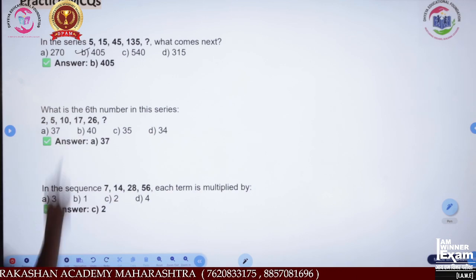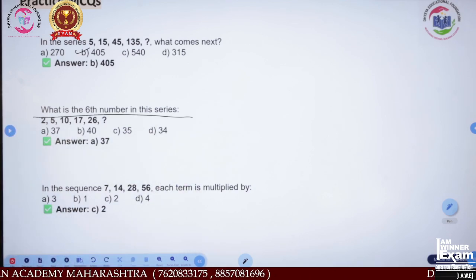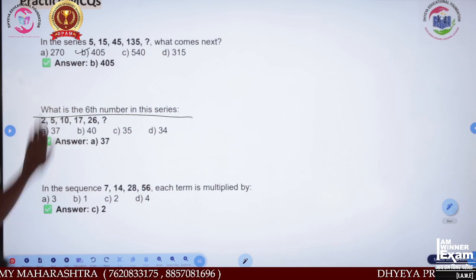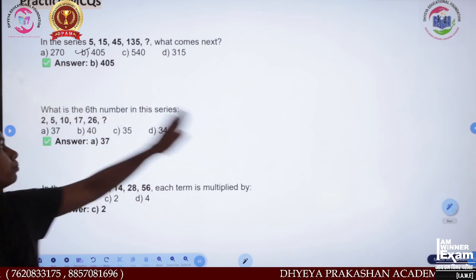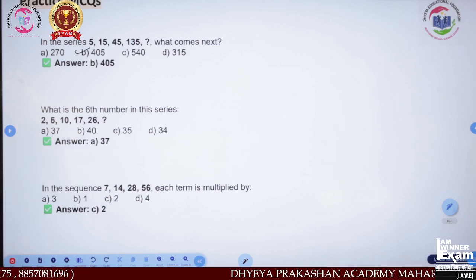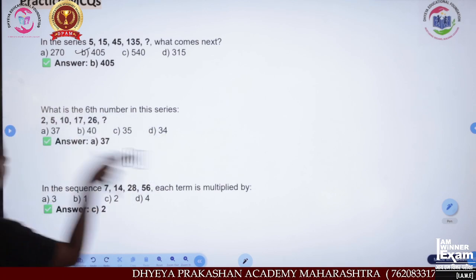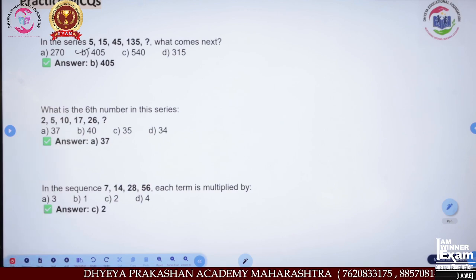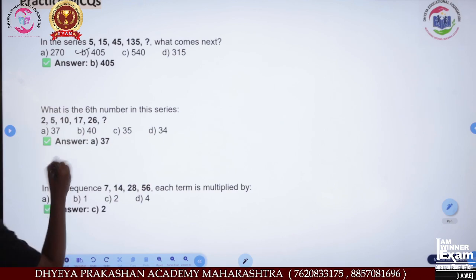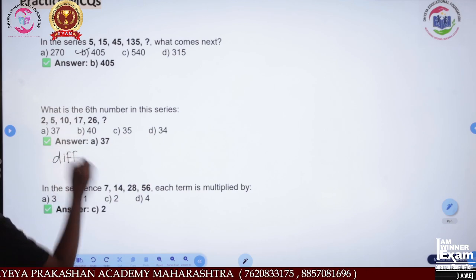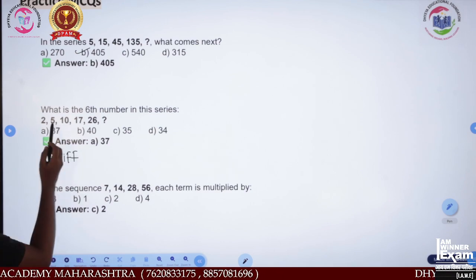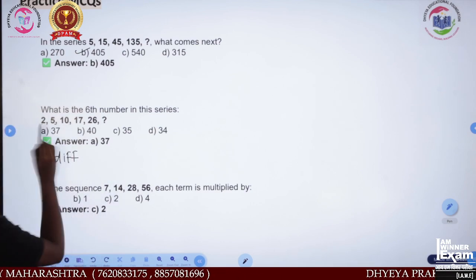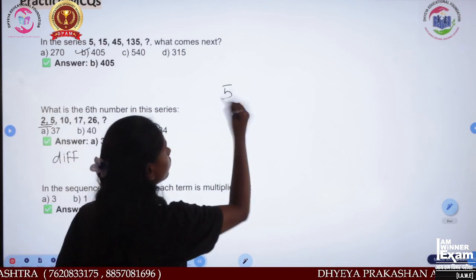Okay. Then, what is the 6th number in the series? What is the 6th number in the series? If you look at these numbers now, there are some differences in these numbers, right? Now, what is the difference?